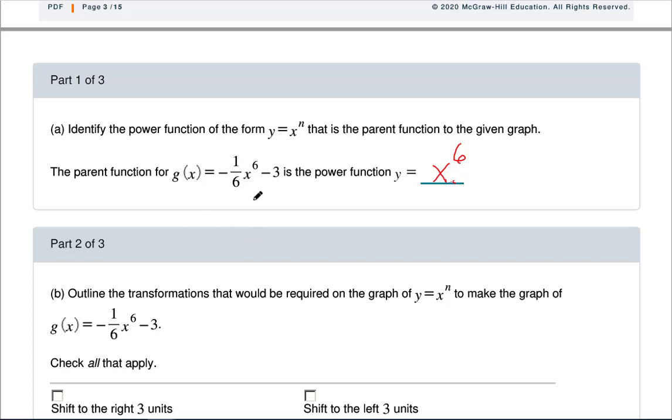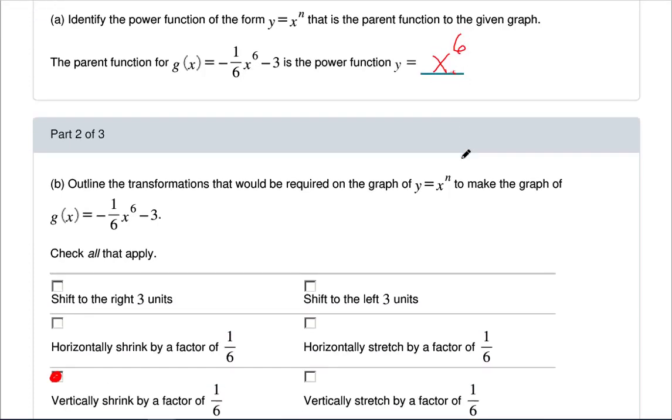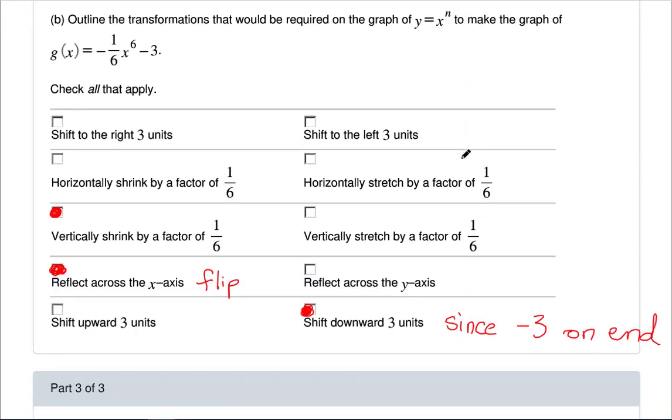In this first part, identify the important term. Well, that's x to the 6th. And now what happened to our x to the sixth? Well, we already talked about that when it's minus, it got flipped over. The 1/6 vertically shrinks it. And then the -3 on the end moves it down.